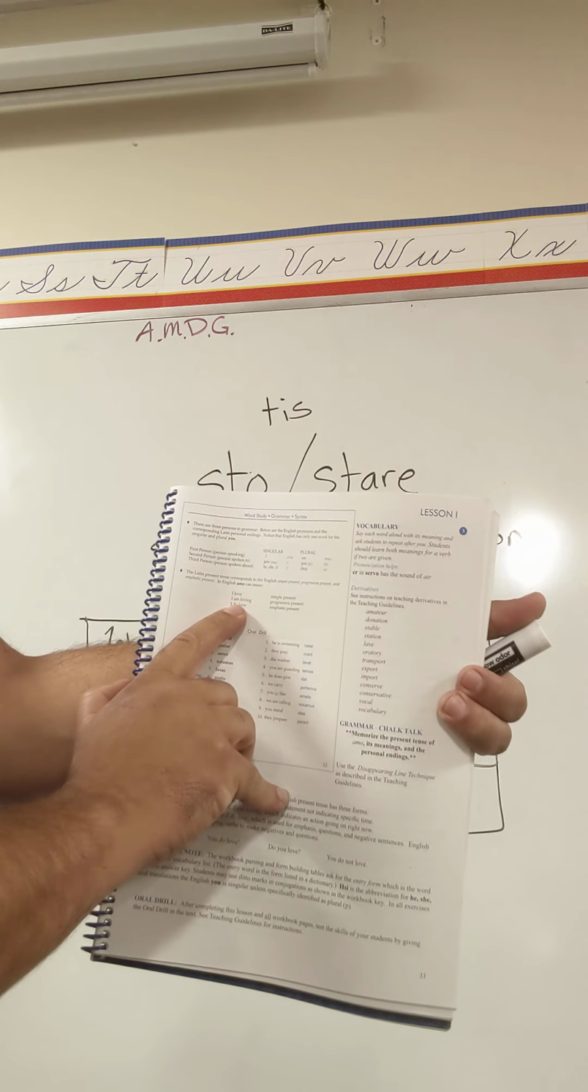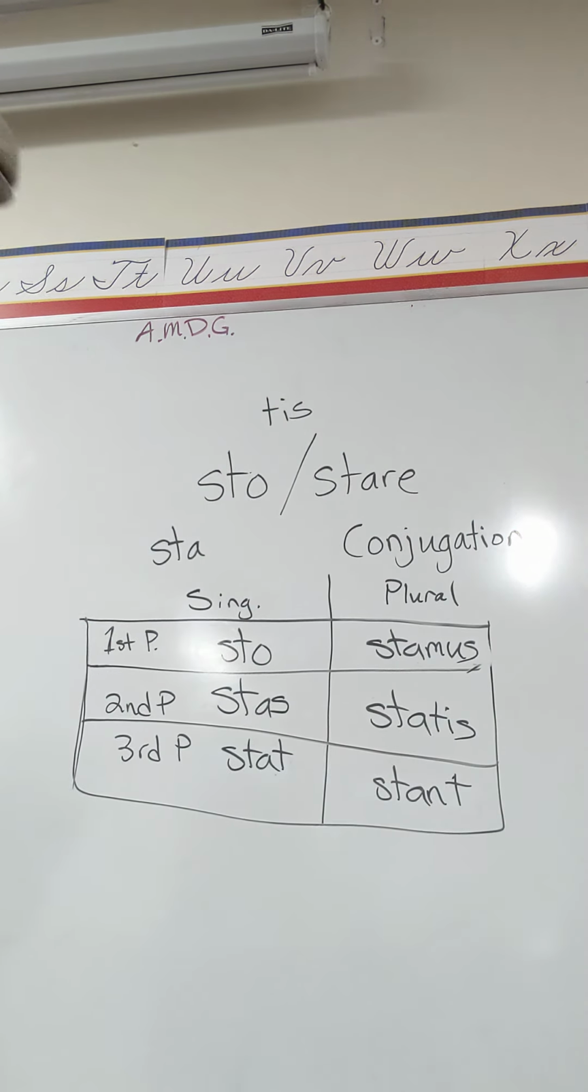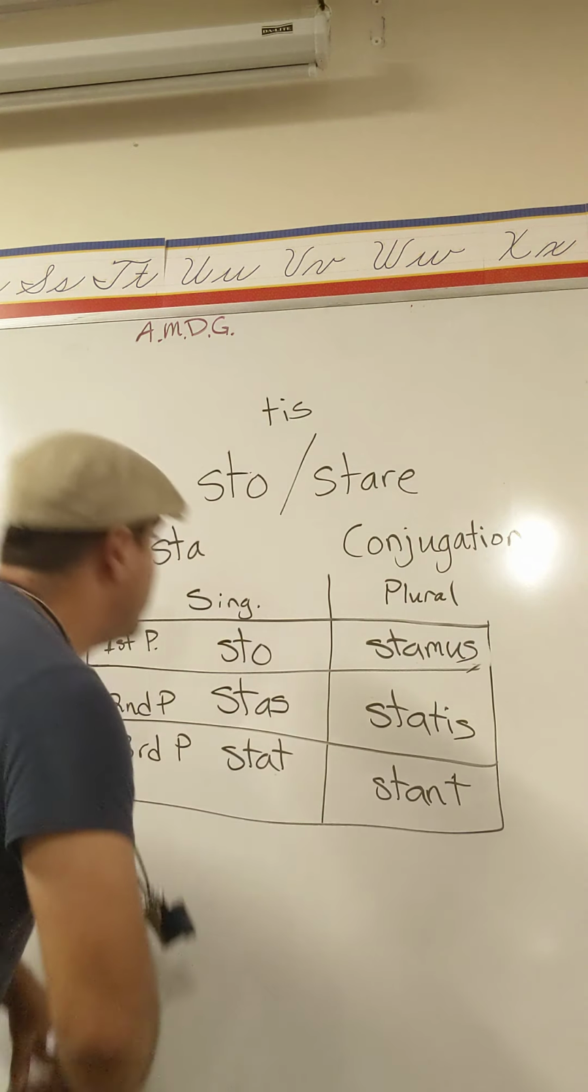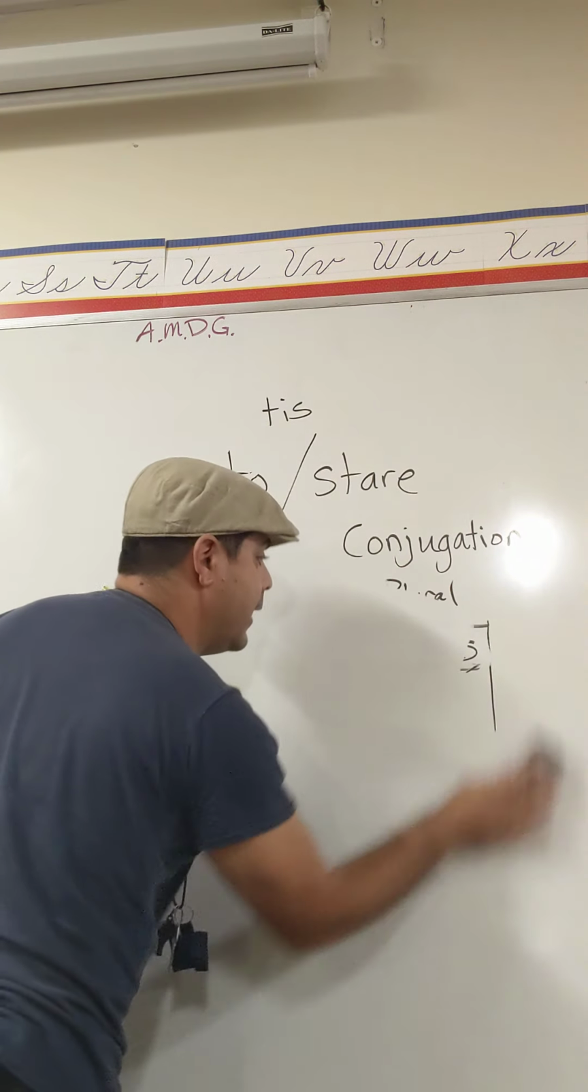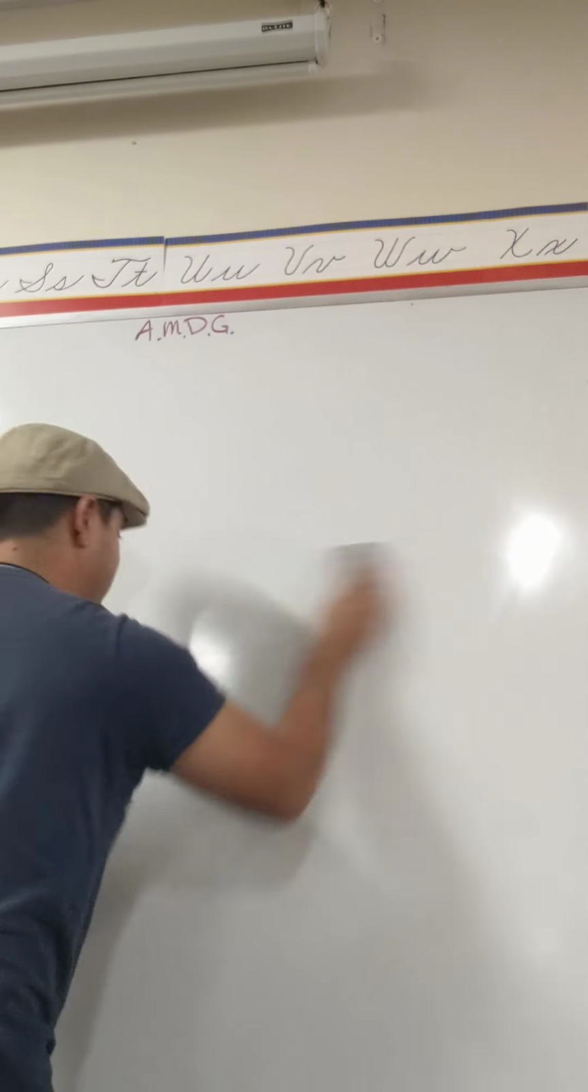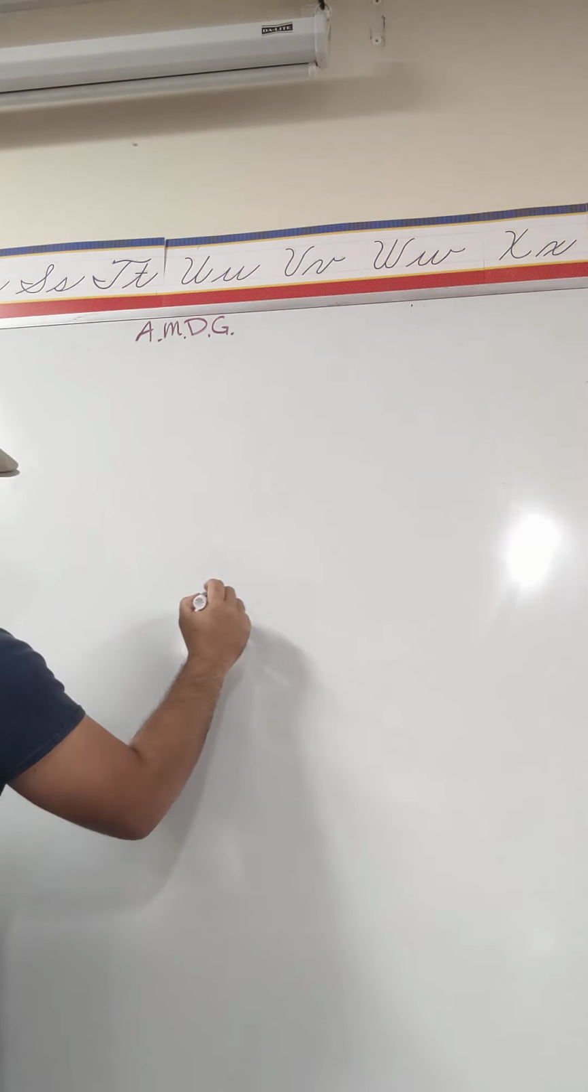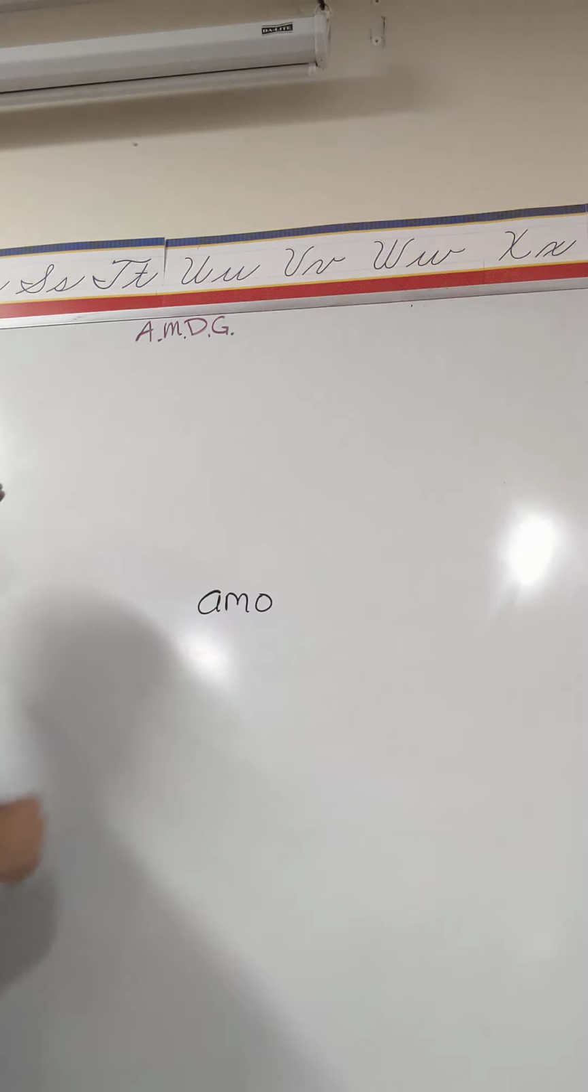Now, the one thing that can confuse the kids is to understand that there are 3 ways to translate it. And you can see right over here, this one says, I love, I am loving, I do love. So what that means is, I can take any of these. So they're saying I could have amo. Amo could be translated 3 different ways.